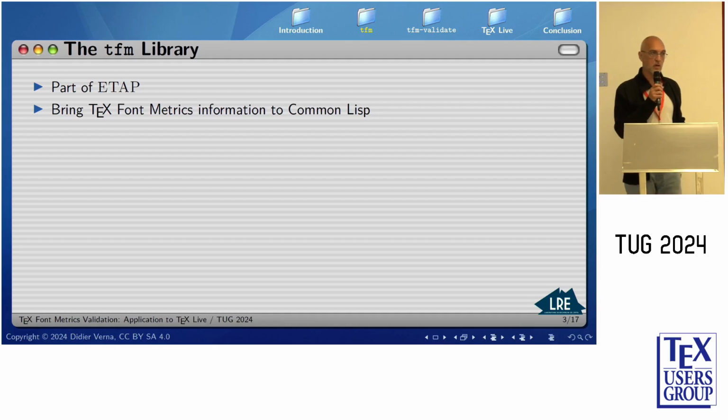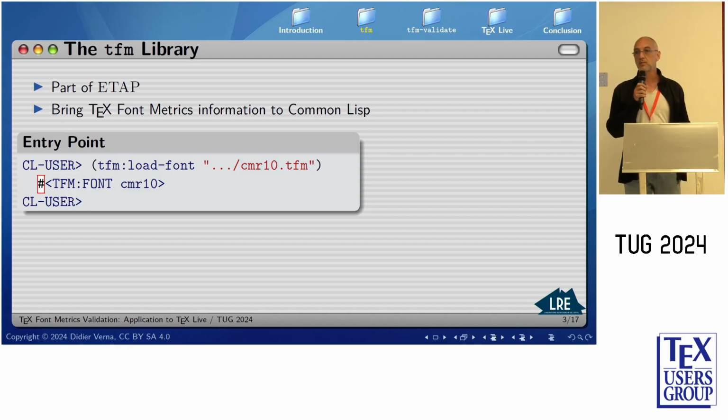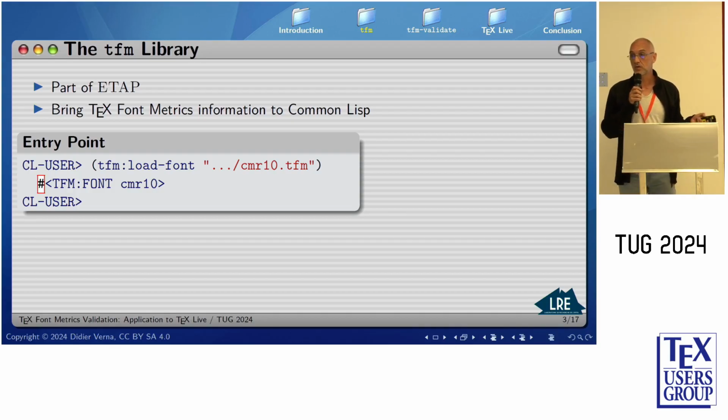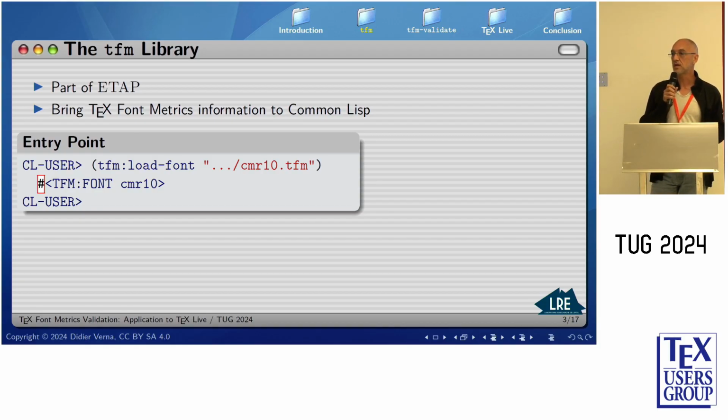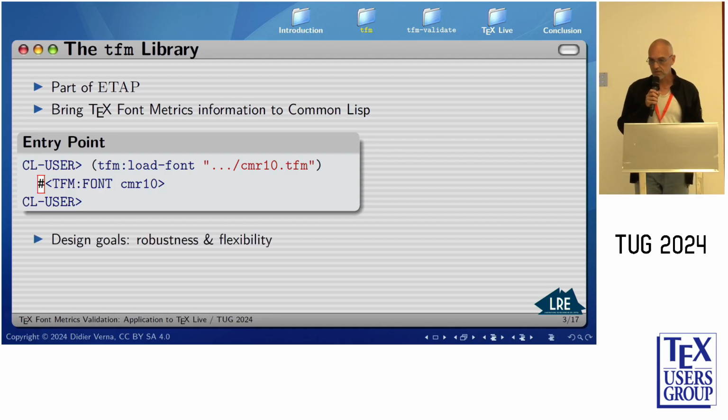So I wrote a parser for this font format, which is very creatively called TFM. And so this is the library. It's a quite simple library. The interface basically boils down to a single entry point, which is a very creatively named function as well. It's called load font, and it loads a font from a TFM file somewhere on your hard drive, and it creates an abstract data structure in Lisp, which brings all the TFM information to the system. So basically, that's all there is to it.